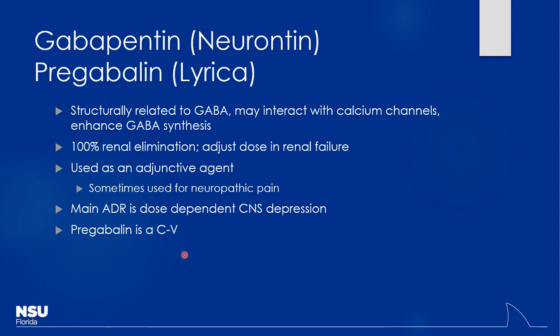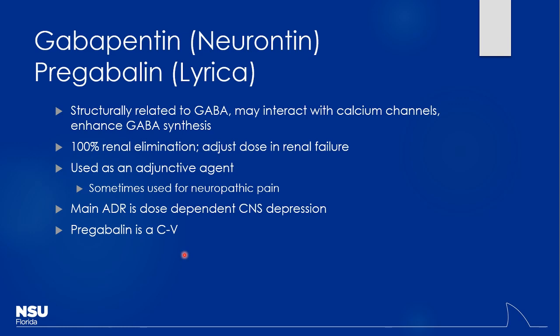Gabapentin and pregabalin are structurally related to GABA, but they don't actually directly affect those channels. However, they are thought to help out with things like calcium channels. They are thought to help enhance GABA synthesis, things like that. Note, these are going to be 100% renally eliminated, so if your patients have poor renal function, you do have to decrease that dose, otherwise sedation is going to be the main side effect you're going to see because of that.